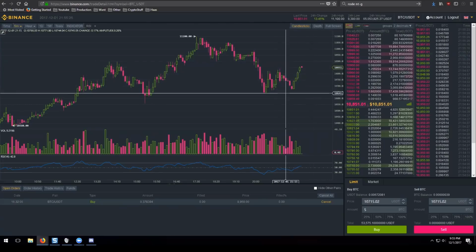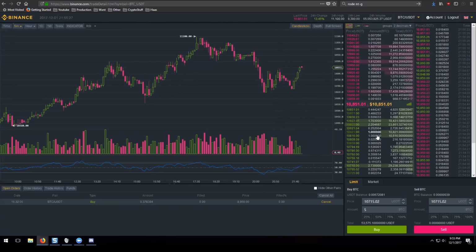If you're like, okay, Bollinger Band's down here, it looks like I have a lot of buy support, I'm gonna put my buy order in right here at the top of the wall, it gets filled, we're on our way up, we sell, that's valid.